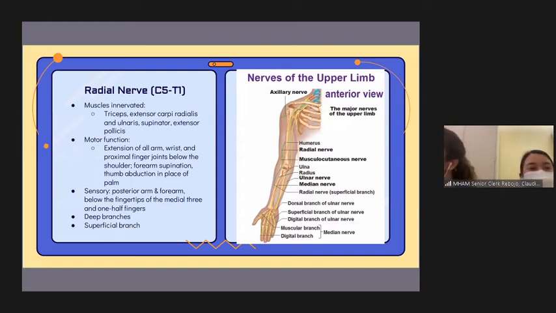So injury of your radial nerve is usually caused by a fracture of the body of the humerus. Also compression of the nerve in the axilla, and it can also be due to using improperly adjusted crutches, which can result in what we call your wrist drop.